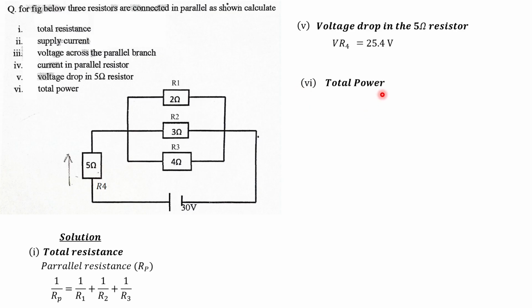So the last one, VI, we have to calculate the total power. So total power PT is equal to IV. I is the supply current, V is the supply voltage or the total voltage. So this is equal to 5.08 times 30. So when you multiply, we are going to get 152.4 watts. So the total power PT is equal to 152.4 watts. I hope you understand.